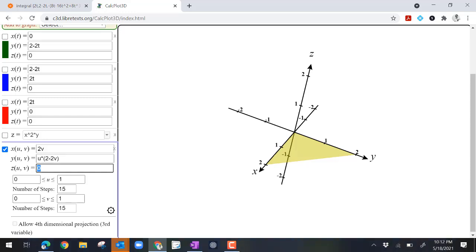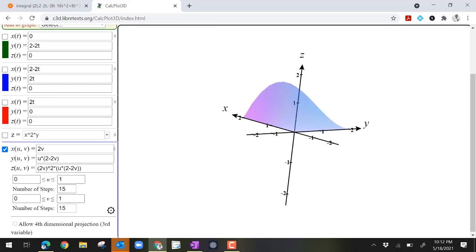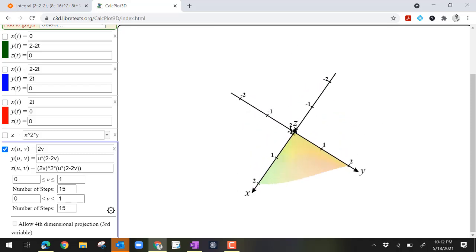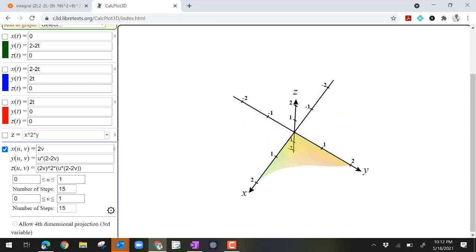Now if we use that technique where we take our function, which is x squared times y, the x value of our parameterization is 2v, and the y value of our parameterization is u times 2 minus 2v. And then if we put that into the function, x squared times y, then we can see this piece of the surface, still right above the triangle that we're talking about.